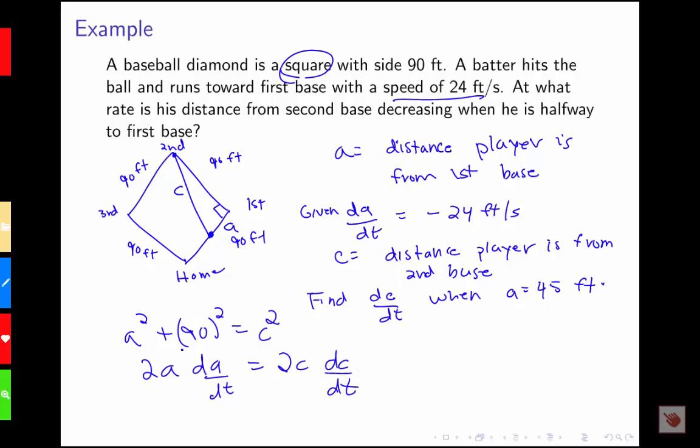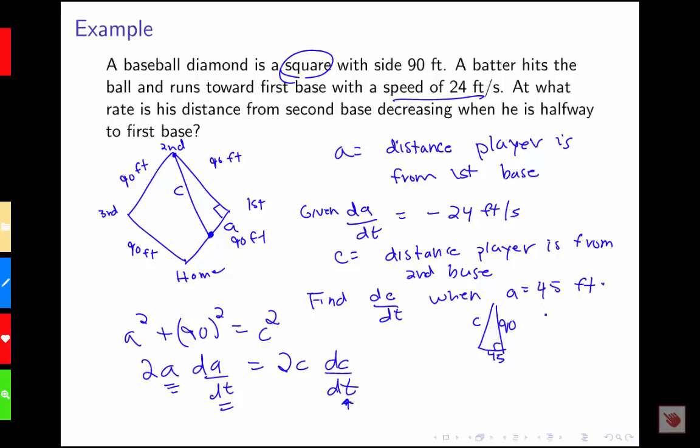So I know what dA/dt is, that's my negative 24. I'm interested in what's happening with dC/dt when A is 45. So I know what this is, I know what this is, and I'm trying to find this one, but that leaves me one unknown of C. So I have to additionally figure out what C is at the moment when A is 45. So I want to look at my triangle in that particular situation. When A is 45, and this side here is fixed at 90, we need to figure out what C would be.